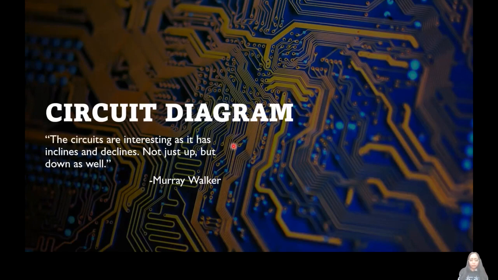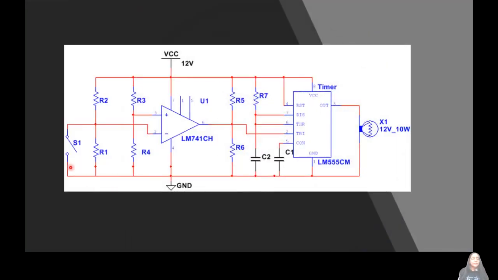Now we come to the circuit diagram for the automatic washroom lights, and to that I would like to add a very delineating quote by Murray Walker which says, "The circuits are interesting as it has inclines and declines, not just up but down as well." And here is the circuit diagram for the automatic washroom lights. We have the switch, we have a potential divider system, we have an op-amp, we have another potential divider system, two capacitors, timer, and obviously the lamp that is to be lighted.